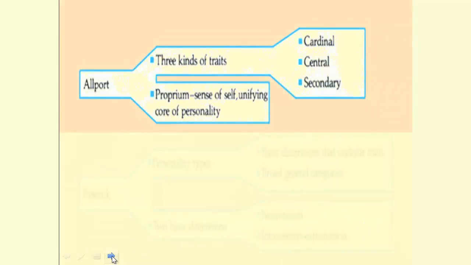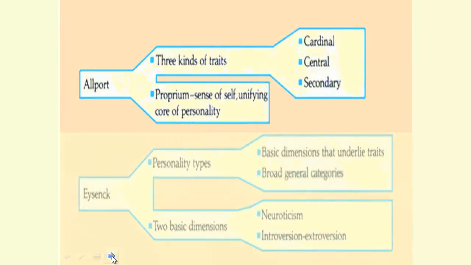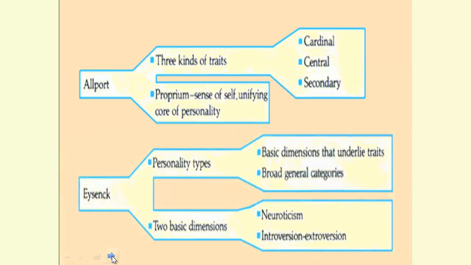This schematic diagram summarizes the 2 trait theories reviewed in this video lecture so far. Allport's term proprium is his word for ego or self-concept. The self in trait is a unifying core of personality. Terms specific to Allport's model are his three kinds of personality traits: cardinal, central, and secondary traits, as discussed earlier.